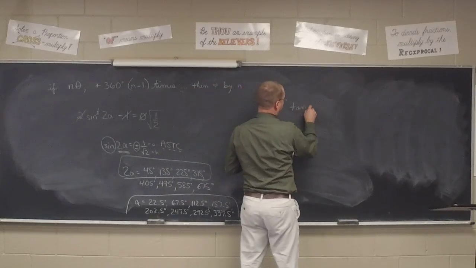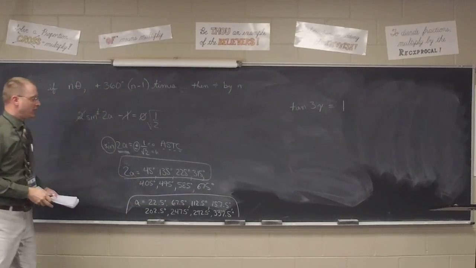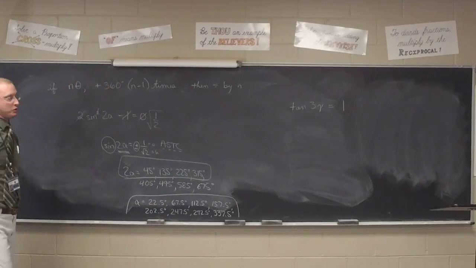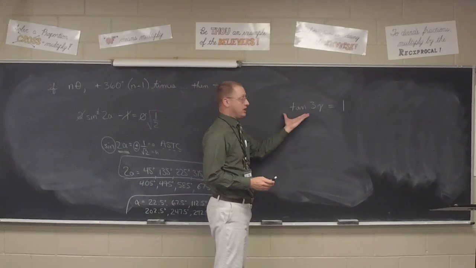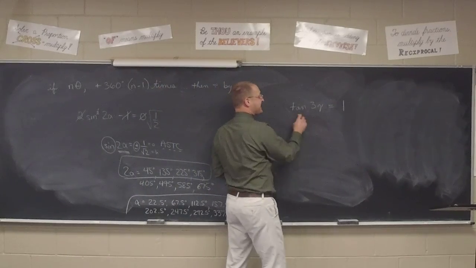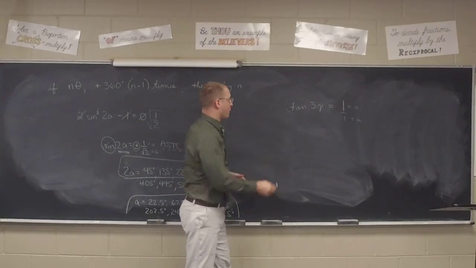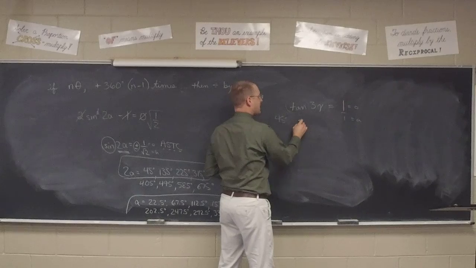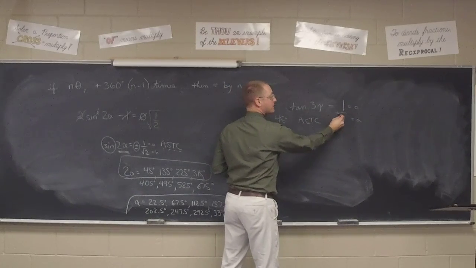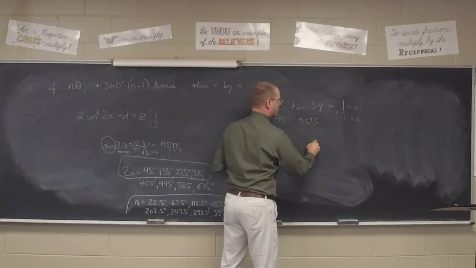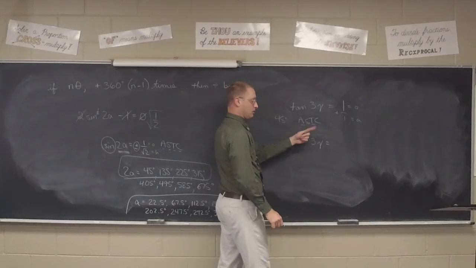Tangent 3 gamma equals 1. Now this one's really straightforward on purpose. I've already got the trig function isolated. So all you have to do is answer, when is tangent opposite over adjacent 1 over 1? 45. And ASTC, when is tangent positive? 1 and 3. So that means that 3 gamma is going to equal 45 and 225.